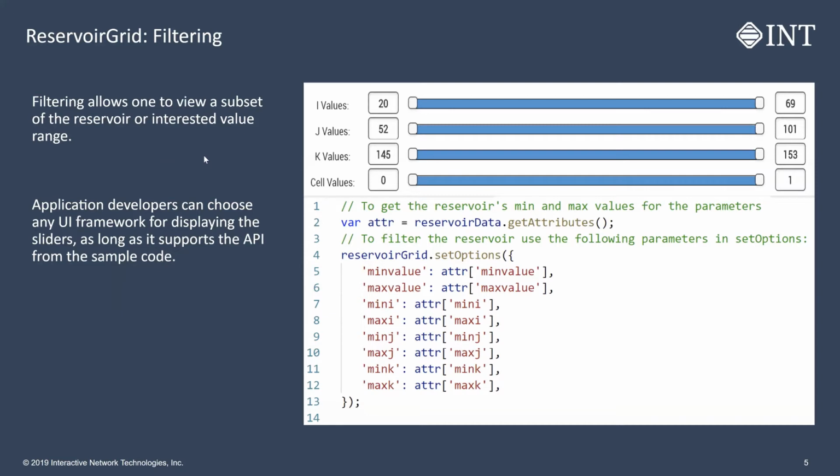Filtering is a common tool in Reservoir. So you will be able to view a subgrid or interested color range. This picture shows a sample sliders. For example, if you drag this I value and in the scene, it will cut off the I axis. So you can see some interesting part.